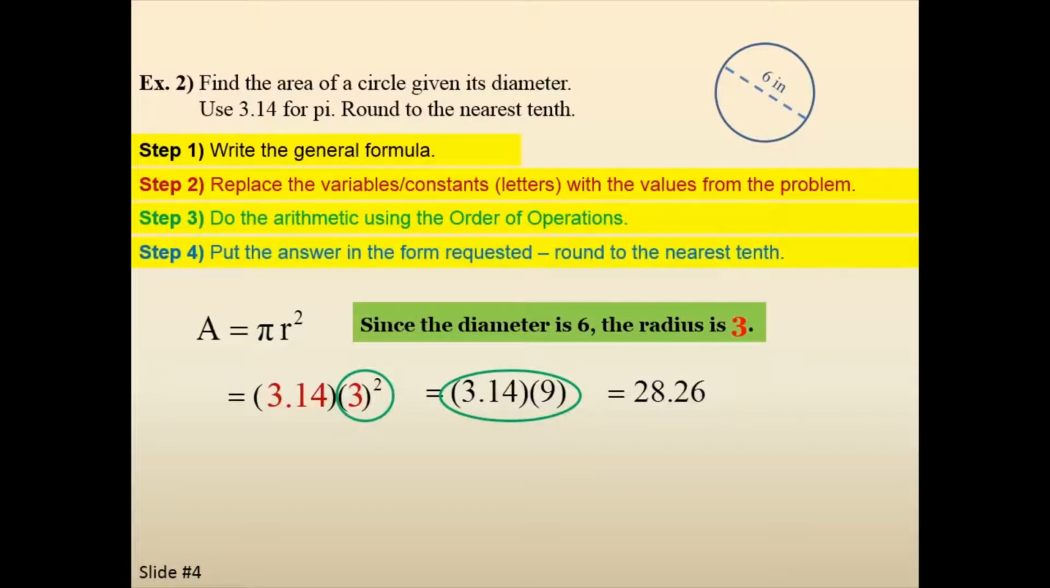Put the answer in the form requested, in this case round to the nearest tenth. So there's our tenth position. We have to look one to the right. 6 is 5 or higher, so it raises the 2 to a 3. So it's 28.3. Tack on the units. It's an area, so it's going to be the second power. It was inches, so it's inches squared. So the answer is 28.3 inches squared.